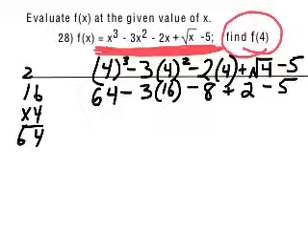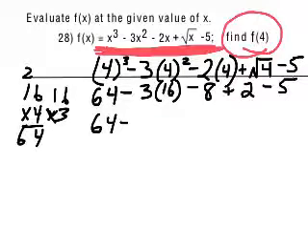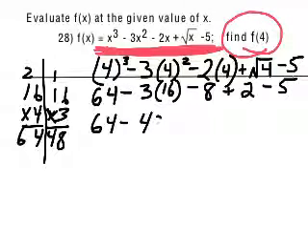Okay, now we'll go finish our multiplication. We've got 64 minus 3 times 16. Okay, 3 times 16. Same as 6 times 8, right? 3 times 6 is 18. 48. Okay. So 64 minus 48 minus 8 plus 2 minus 5.